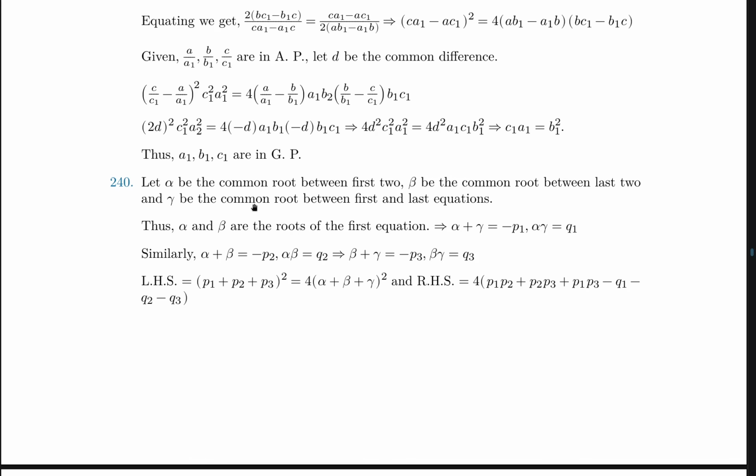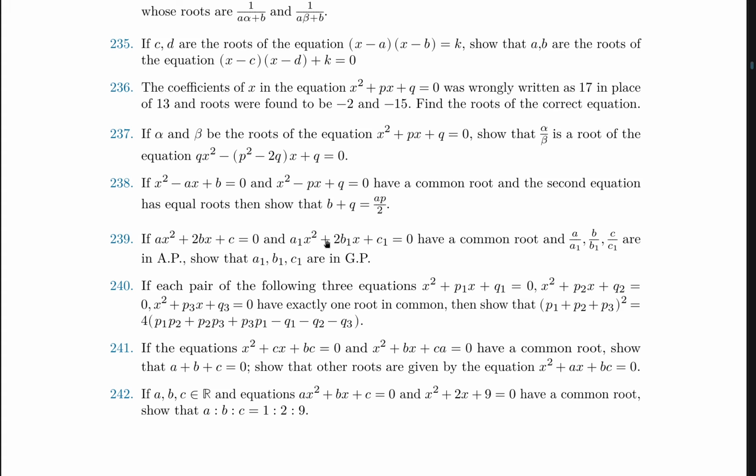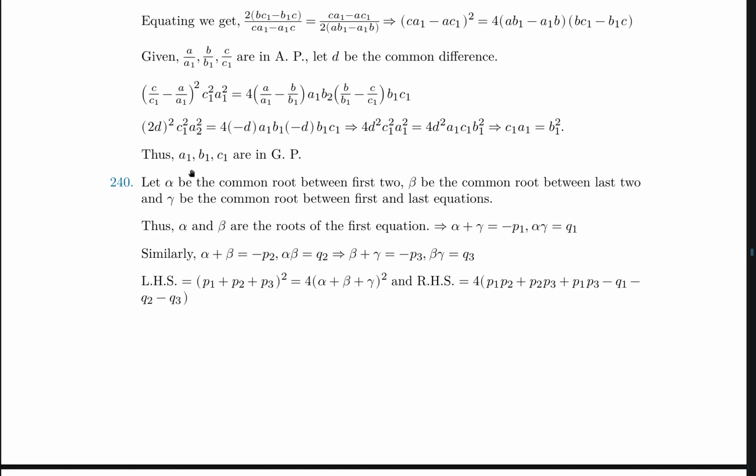Since the equations have exactly one root in common, we say that alpha is the common root between the first two, beta is the common root between the last two, and gamma is the common root between the first and last equations. So alpha, gamma are the roots of the first equation, so we can say that alpha plus gamma is equal to minus p1.